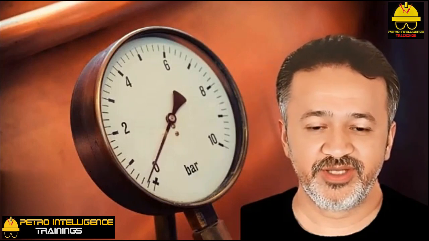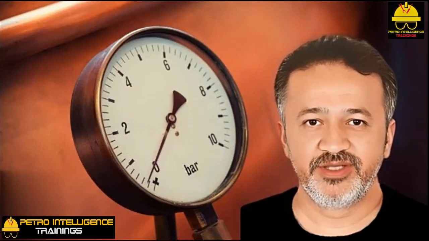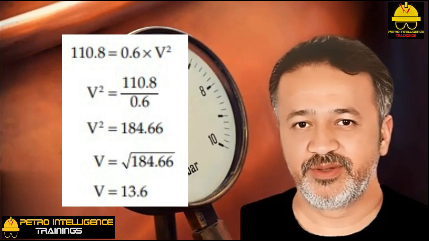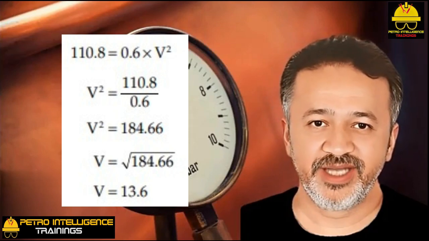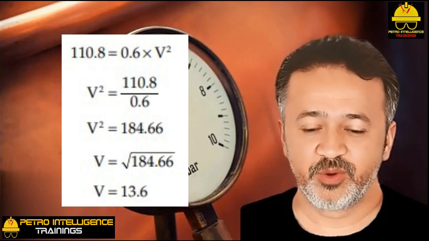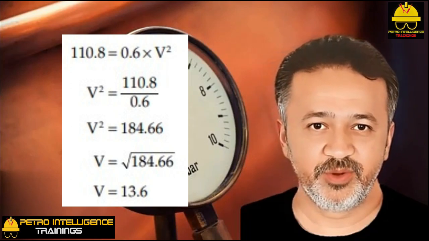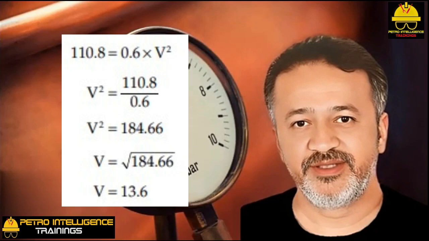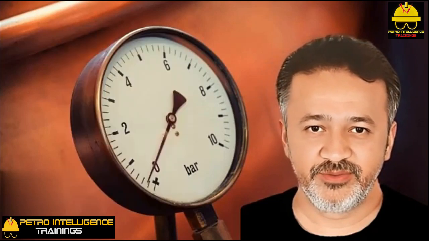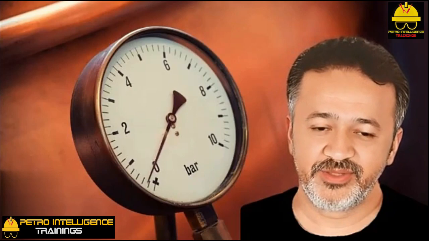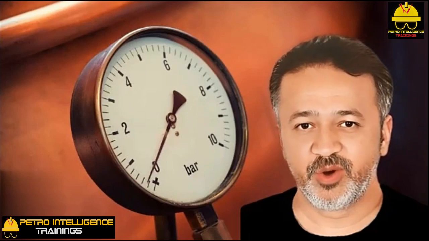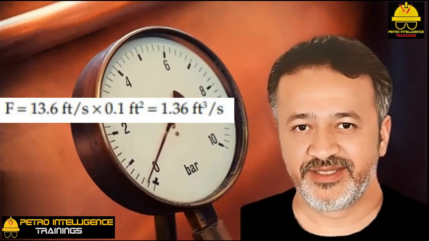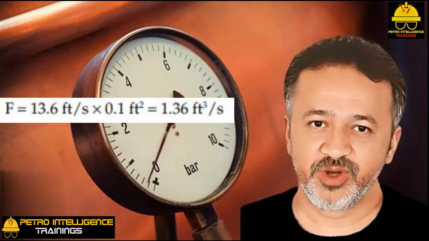Suppose the orifice coefficient is 0.6, which would be typical. Then 110.8 is equal to 0.6 times V squared, so V squared equals 110.8 divided by 0.6, which is 184.66. V equals the square root of 184.66, which gives V equals 13.6. We find the volumetric flow rate, F, in cubic feet per second after multiplying by the cross-sectional area of the orifice opening. Thus in this case, F equals 13.6 feet per second times 0.1 square feet, which equals 1.36 cubic feet per second.